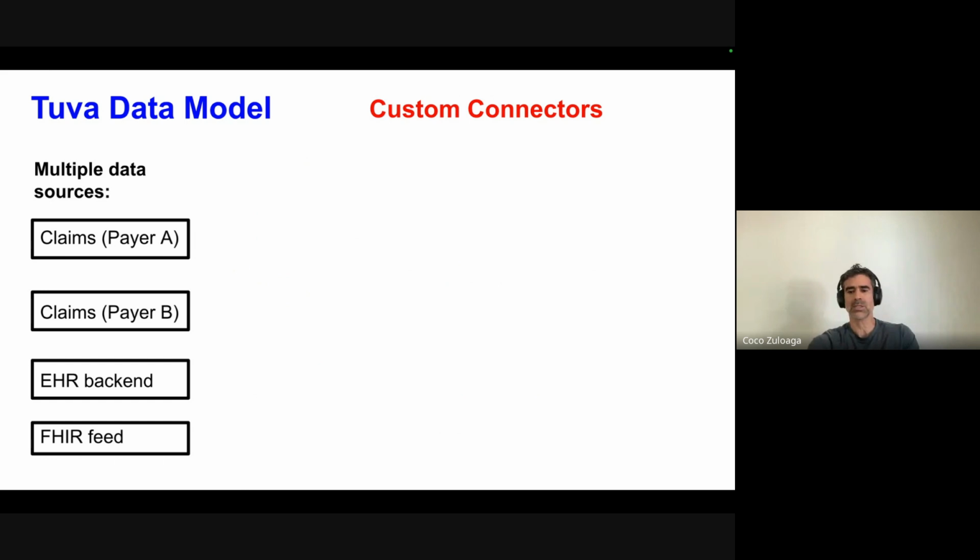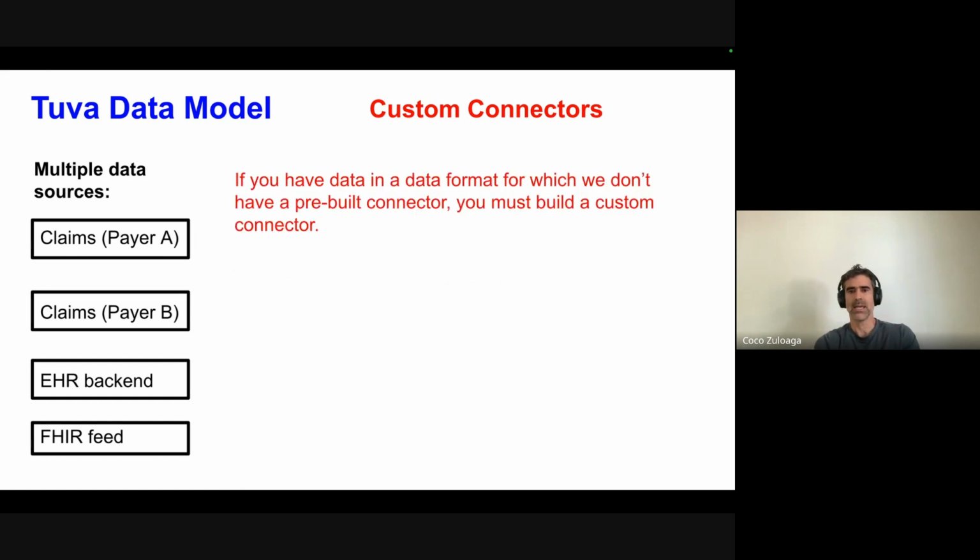But you need custom connectors if you have data in a format for which we have not built a pre-built connector. So if you have data in some arbitrary format, you need to build a DBT project that maps that data source to the Tuva input layer. So there's a distinction between these pre-built connectors and custom connectors.